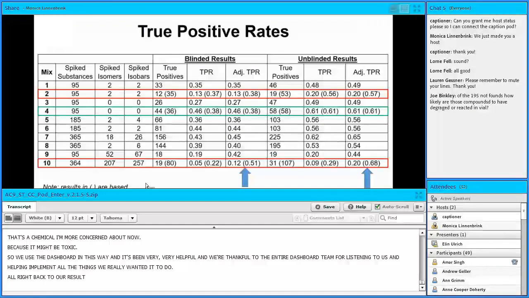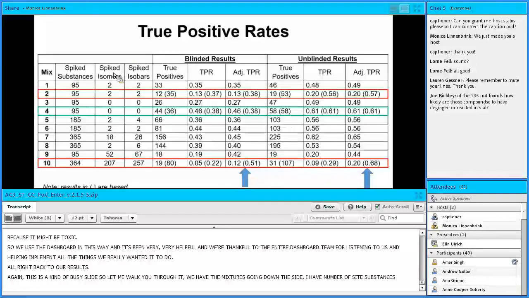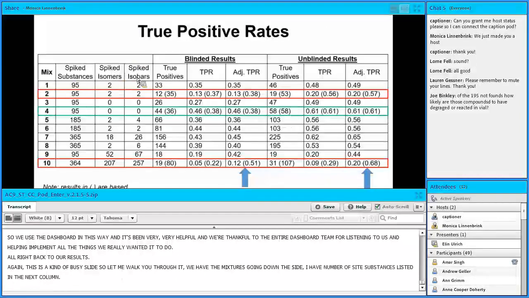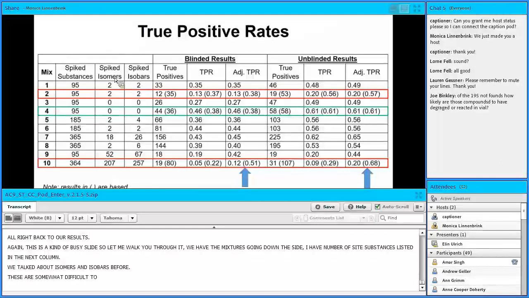Again, this is a kind of busy slide, so let me walk you through it. We've got the mixtures going down the side. I've got the number of spiked substances listed in the next column. And we talked about isomers and isobars before. These are somewhat difficult to tell apart in the mass spectrometer, particularly the isomers. The accurate mass for those is identical.